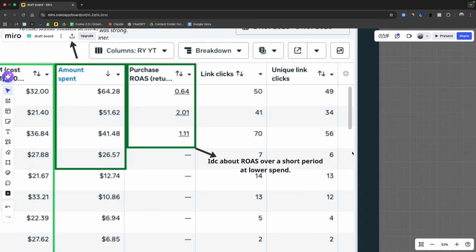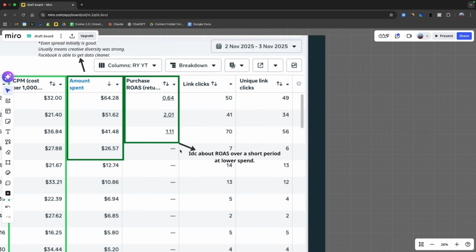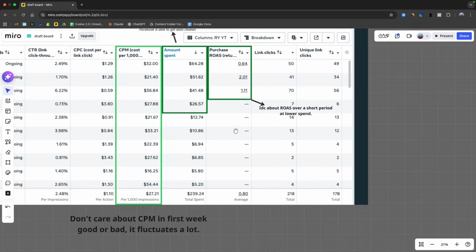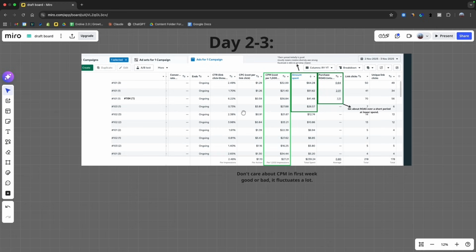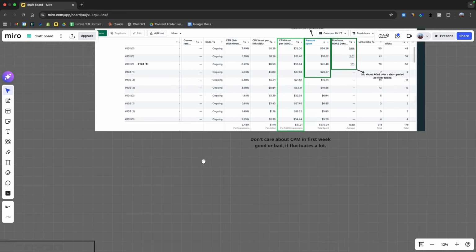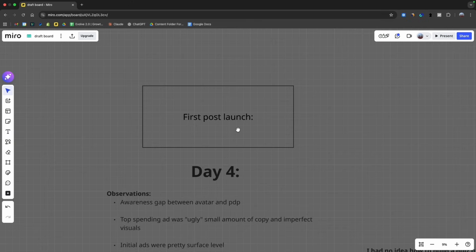So ROAS here, I don't care about ROAS, especially in the short term. I'm not even looking at this, just wanted to circle it because a lot of you guys do pay attention to it. But the reason why I don't care again is because it's been 3 days. Most of you guys would turn the product off after this point because it's not profitable or whatever. But the main thing I'm looking at here is amount spent and then coming up with the most appropriate actions to take because of this.